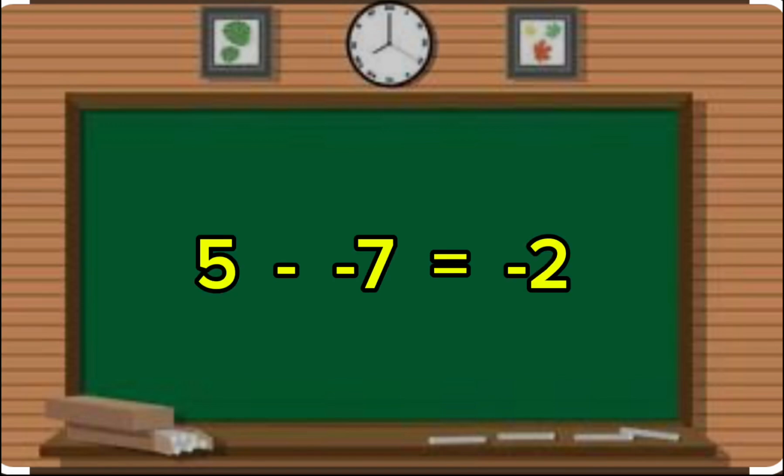We will get 2, and after that, we will copy the sign of the bigger number. Here, the bigger number is 7 and its sign is negative. Therefore, our answer is negative 2.